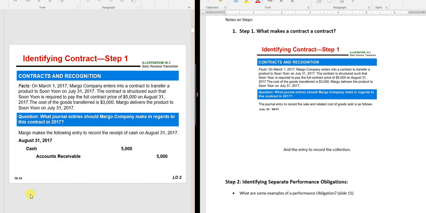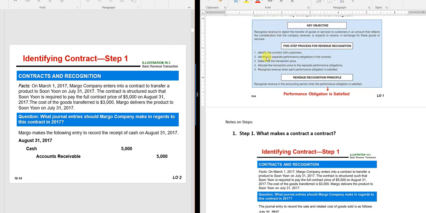So cash and accounts receivable. But the problem is, I want you to apply it to these steps. They've made a contract. They have one performance obligation that they're going to do. They're going to pay $5,000 for $3,000 worth of goods. The transaction price is $5,000. I don't have more than one performance obligation, and I recognize the revenue when it's delivered, which is July 31st.